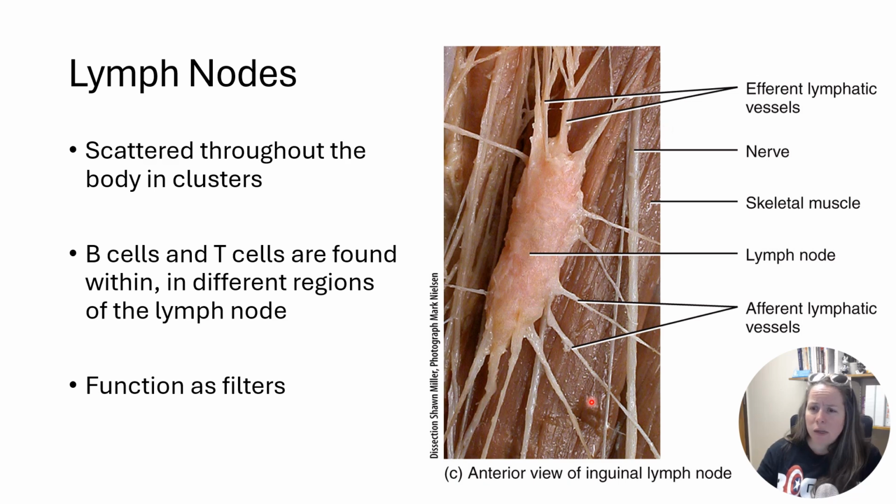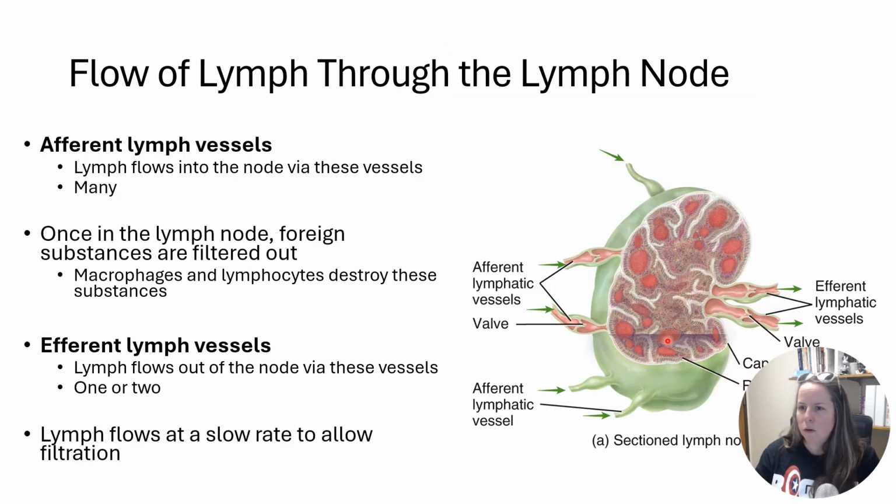Now, the lymph node, again, you can see it has all these vessels coming into it and a few that are exiting. And then within this lymph node itself, it's going to have areas that have different populations of B cells and T cells. So here's what your lymph node looks like. We have all these little areas for B cells and T cells to live in. And you'll notice again first, we have a bunch of afferent vessels. Remember afferent, like we talked about in the nervous system. These are going to come into the lymph node. And then we have very few efferent or exiting vessels.